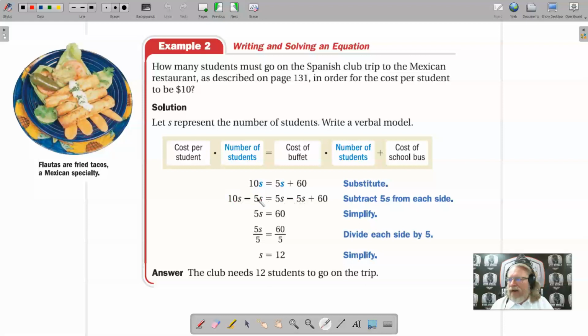So 10 minus 5 is 5. 5 minus 5 is 0, so we're just left with the 60. Now we divide both sides by 5, and we end up with just s on the left. 60 divided by 5 is 12. So in this case, the club needs 12 students to go on the trip.